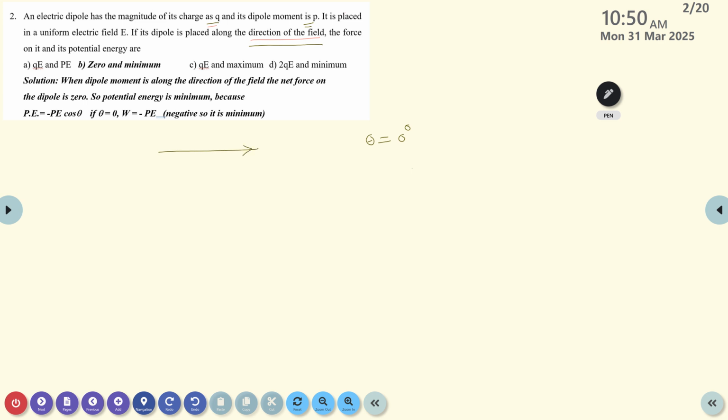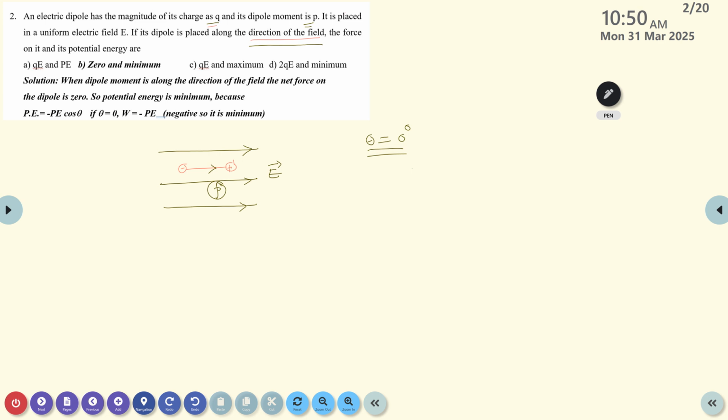I'll tell you like this. These are the uniform electric field. Assume that it is from left to right. Here it is negative charge and this is positive charge. So the dipole moment is also acting in the same direction. So the electric field and dipole moment both are acting in the same direction, so theta equal to 0. If the dipole is placed along the direction of the field, the force acting on it.